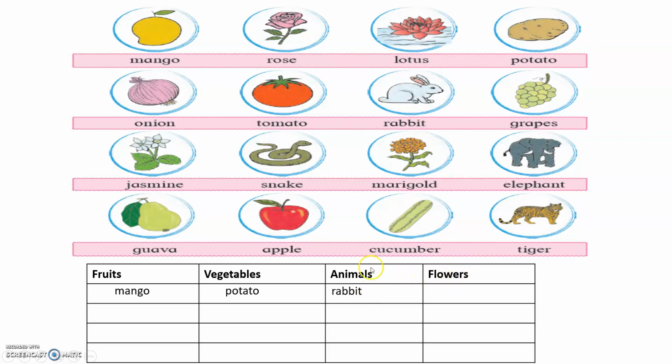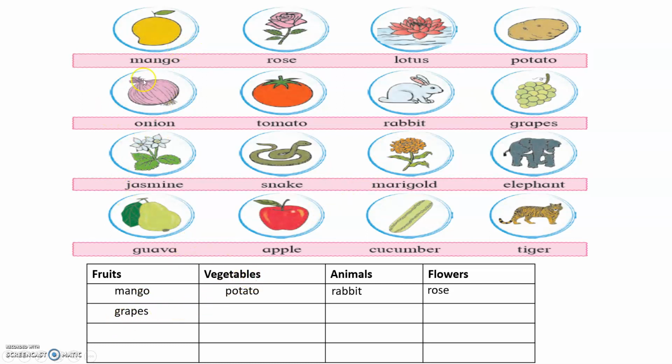Next is flowers. In the first group, yes, can you see this flower? What is this flower? Yes, it is a rose flower. So rose in the group of flowers. Again, we go back to fruits. Yes, in this group, can you see the fruits? Yes, what is this fruit? It is grapes.